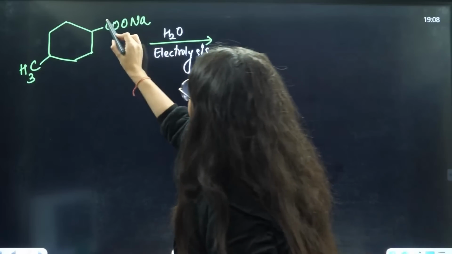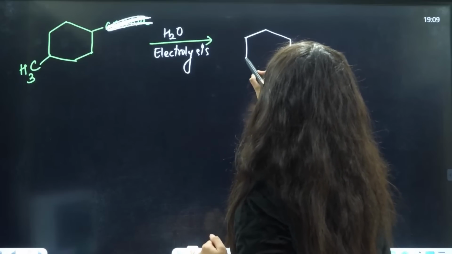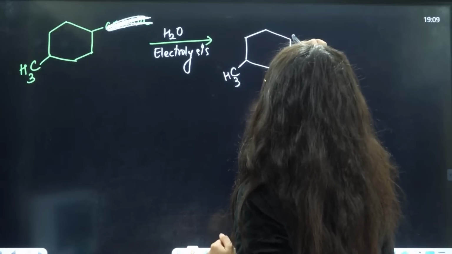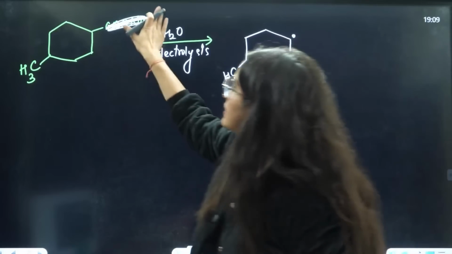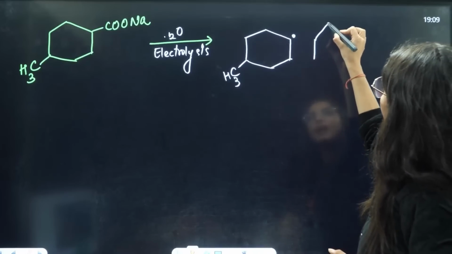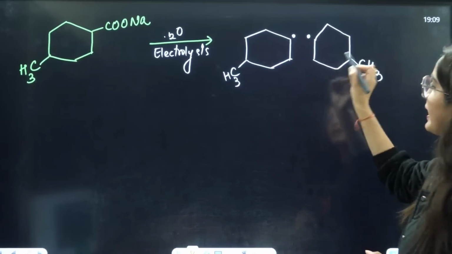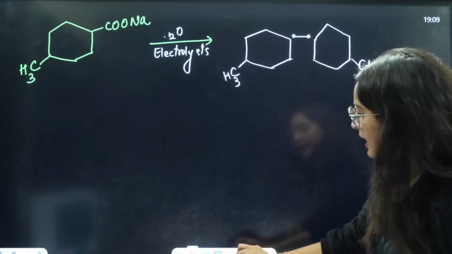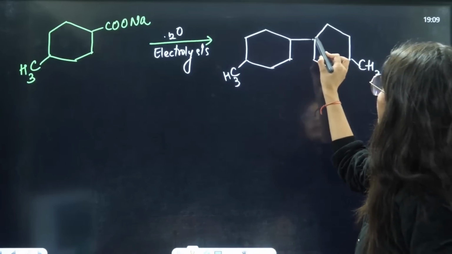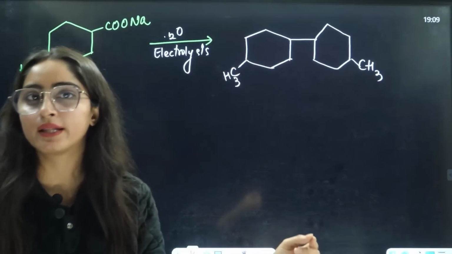Now, just eliminate this thing from here. You will get a free radical like this. Firstly make a free radical like this, and you will have the formation of this free radical. Now this free radical will combine with the same molecule. They two will join together and make a single bond here, which will look something like this. This is the answer that you will have. This is the alkane that will be formed in this case.